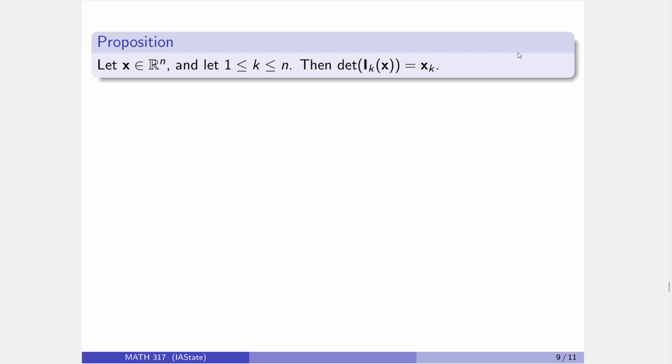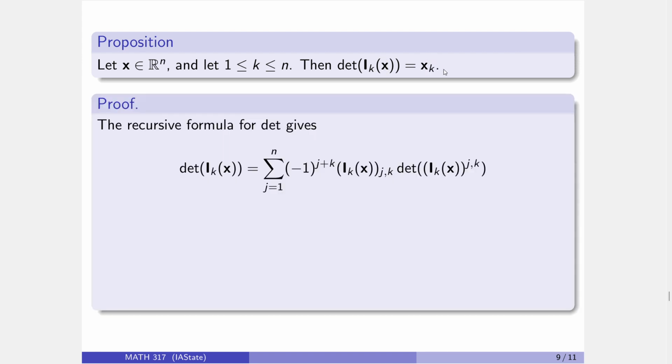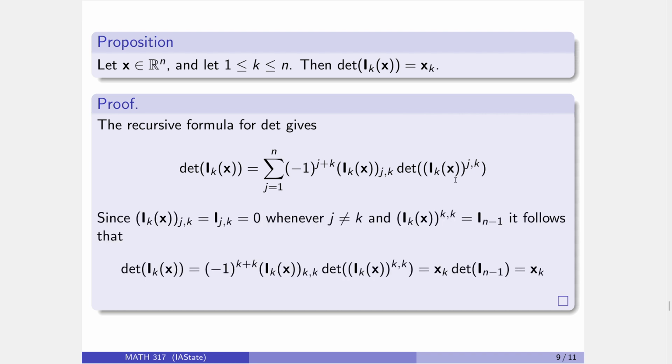Well, the key ingredient to this is that the determinant of the identity matrix, where I've replaced the kth column with x, just gives me the kth entry of my vector. And this pops out pretty easily out of the recursive formula, because look at the determinant of that, you get this mess of things, but let's just go through it. If j is not equal to k, what happens? Well, this right here will just give us the identity matrix, but j is not equal to k, so we get 0, so all of those terms are dead.